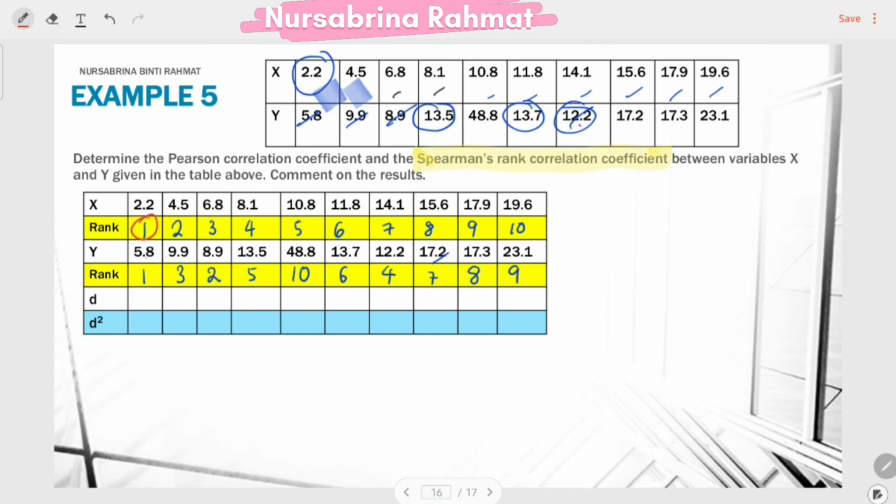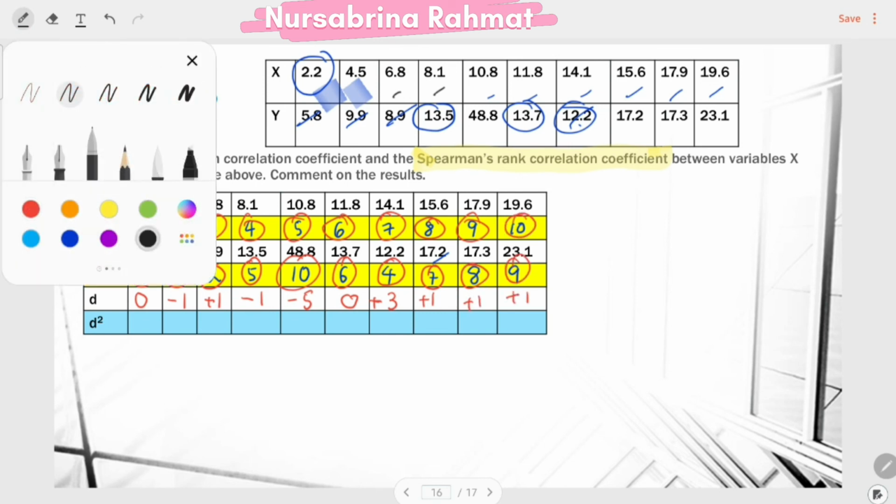What we should do next is calculate the difference between the rankings. 1 minus 1 equals 0. 2 minus 3 becomes negative 1. 3 minus 2 is positive 1. 4 minus 5, negative 1. 5 minus 10, negative 5. 6 minus 8, negative 2? It is read as 0 in the lecture. 7 minus 4 is 3. 8 minus 7 is positive 1. 9 minus 8 is positive 1, and 10 minus 9 is positive 1.